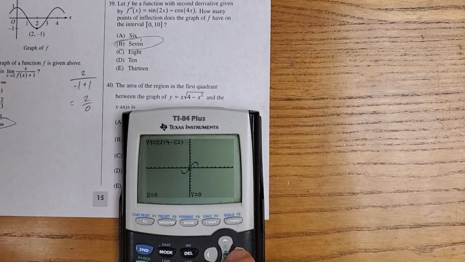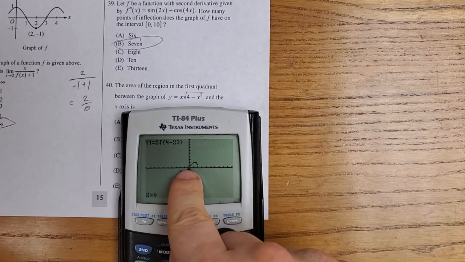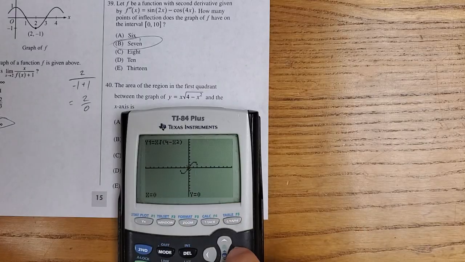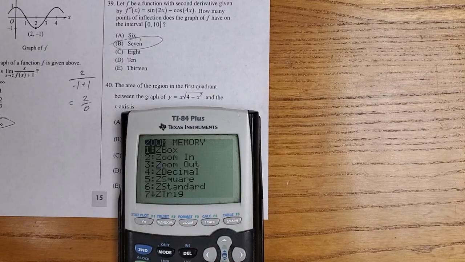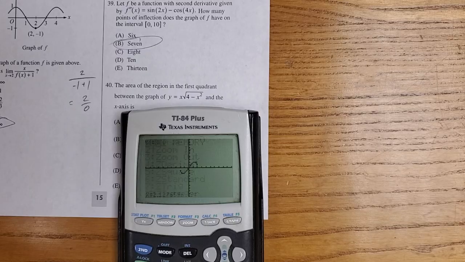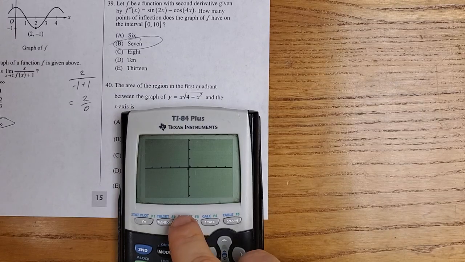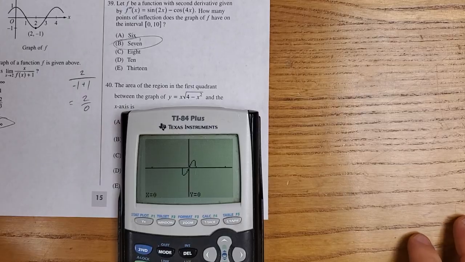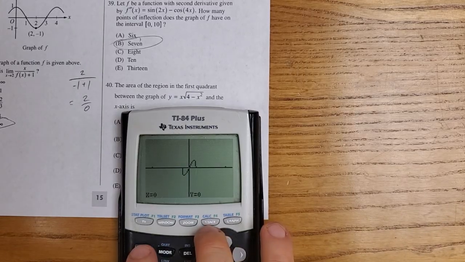All we need to know is that in the first quadrant, the lower bound is going to be at 0 because that's where it crosses the x-axis. And then over at 2, it meets the... let's just go ahead and prove that. Let's go back to that zoom integer. And it's very, very small. But if we zoom in, now we can see it a little more nicely.